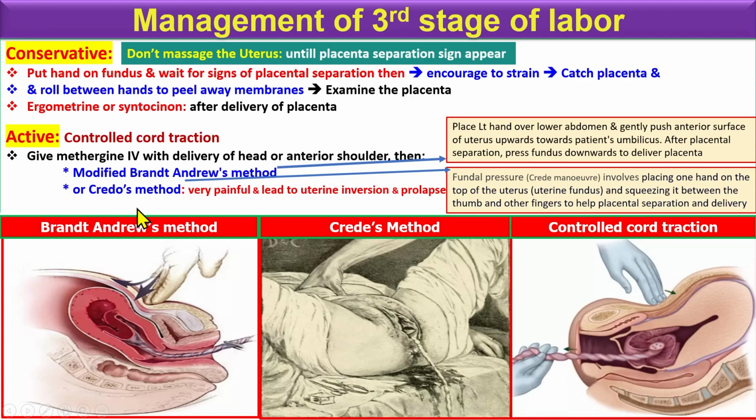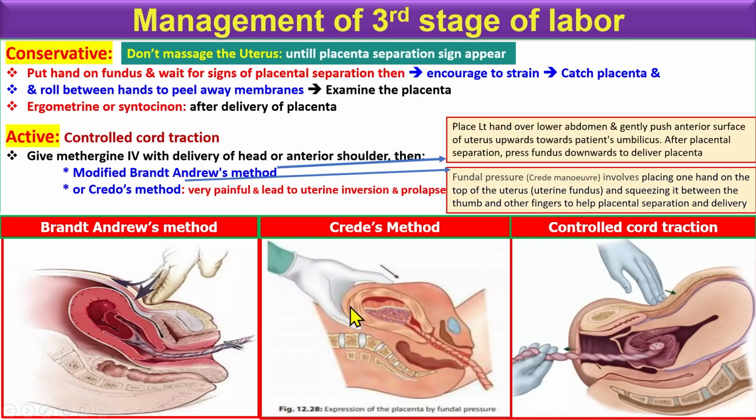Okay, so this is the Credé method. We just squeeze the fundus. Here you can also see we're squeezing the fundus. Here are four fingers, and here is our thumb. Then push the fundus downward gently by the ulnar side of the left hand to deliver the placenta. Okay, so this is the management of the third stage of labor.